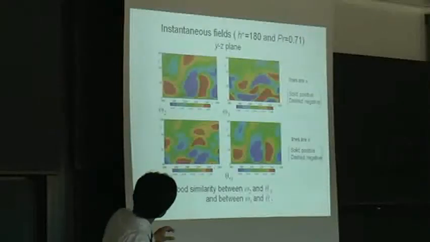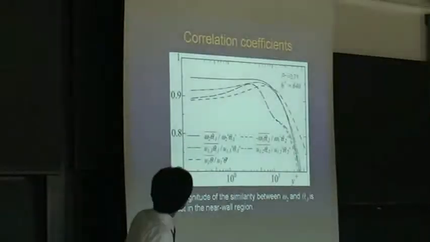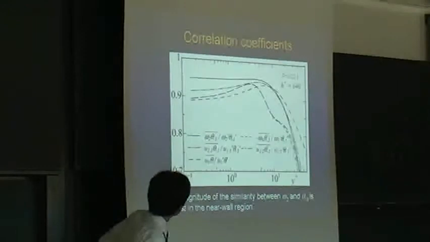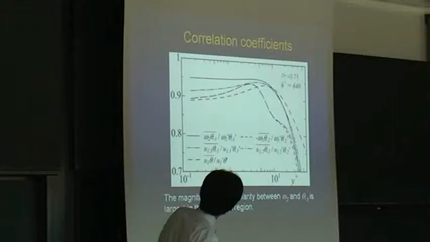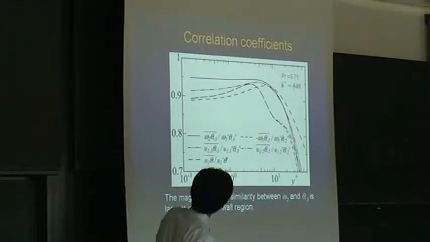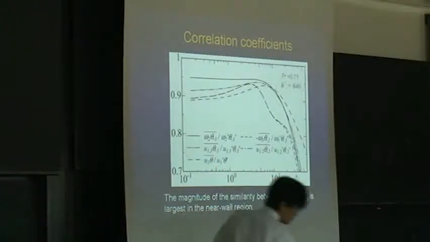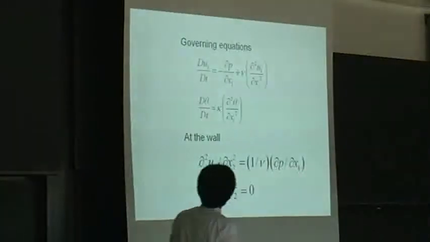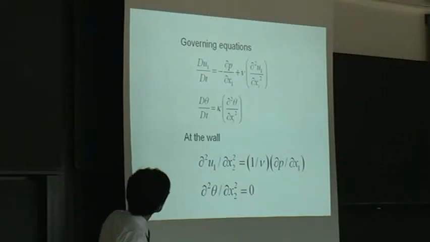So we wonder which one has the best similarity. This slide summarizes the correlation coefficients among the 5 variables. Eventually, this correlation coefficient, omega 2 and theta 3, has the largest correlation among these variables. This is due to the reduced effect of the pressure gradient. In this context, the governing equations of the streamwise velocity fluctuation and theta can be written in this way. Here, the difference is this term, the fluctuating streamwise pressure gradient.